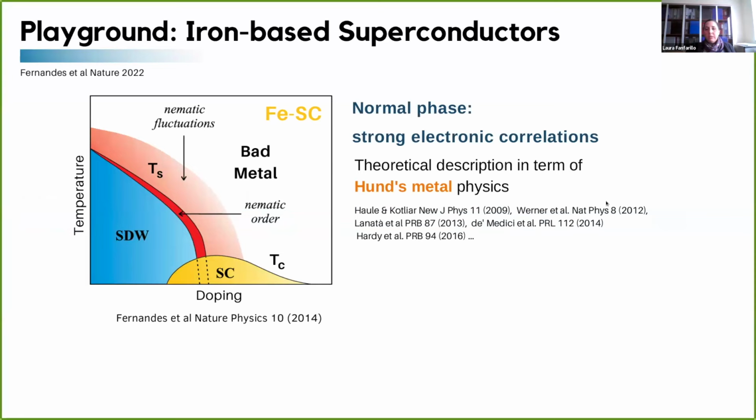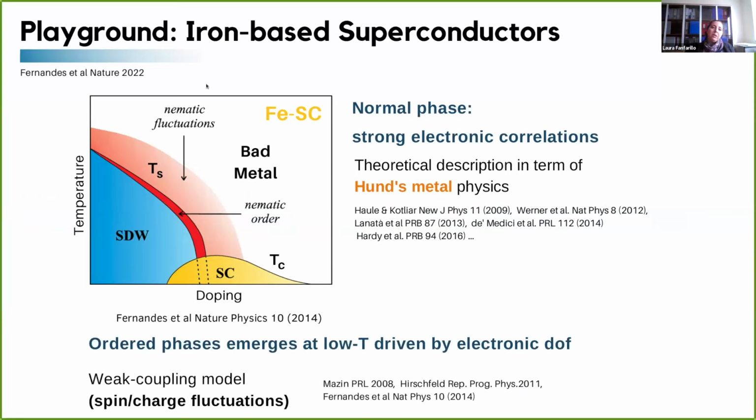Why did I decide to study this system in particular? What I'm interested in is that if you lower the temperature from this normal phase characterized by bad metallicity, you have the emergence of a plethora of phases. And what caught my attention is that since the very early days, the emergence of these phases and also more or less the characterization of them: you have a spin density wave at lower doping, increasing the doping you have the emergence of a superconducting phase. As a precursor effect of the magnetic phase, you find a nematic order.